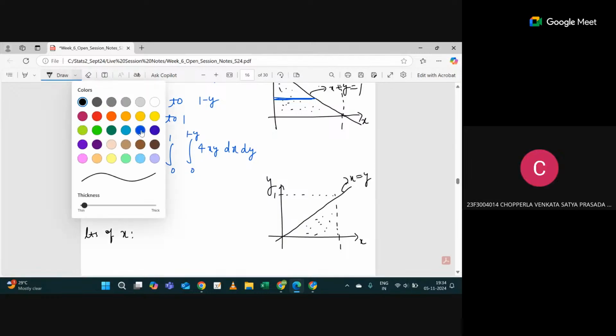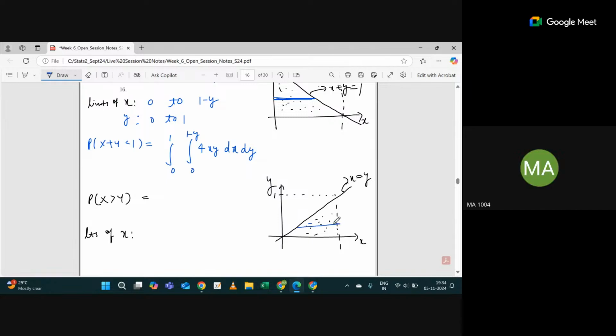Limit of x is y to 1. Correct. So y to 1, because this is going from this black line to this vertical line. So y to 1. Limit of y will be 0 to 1. Then what you will do? Integrate y to 1, 4xy dx, 0 to 1 dy. All right.